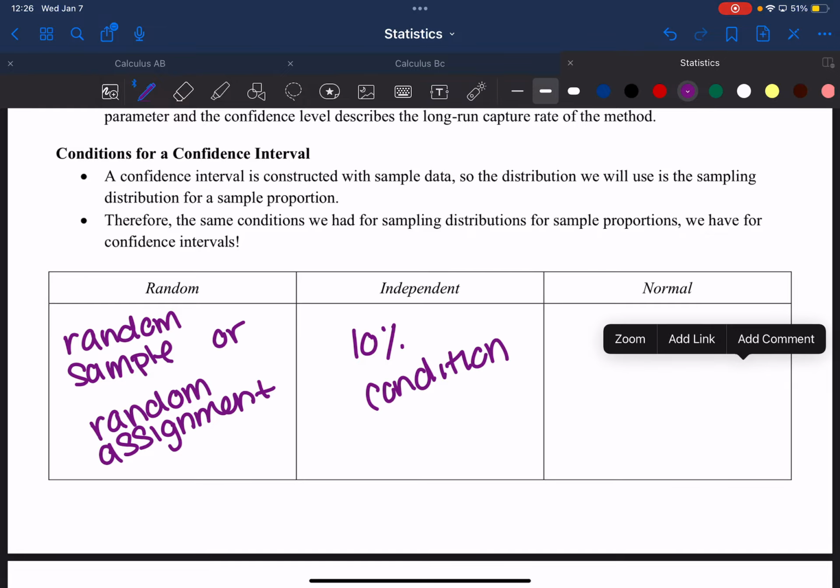from the lab? Close, large, counts, condition.